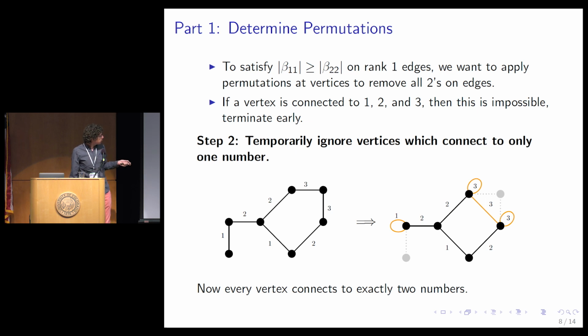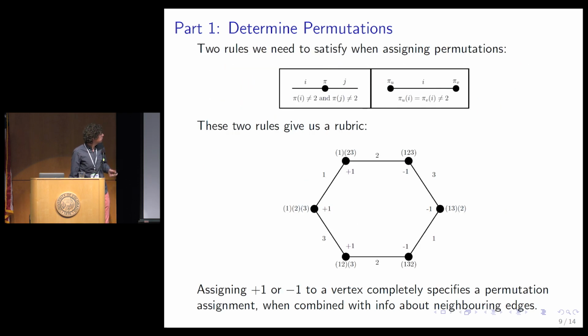And now we're going to do a little bit of surgery, and you'll see why I do this shortly. I'm going to remove any vertices that are connected to edges labeled by a single label. And I'm going to add in some extra edges to keep track of the fact that these vertices are still connected to an edge labeled by that number. And now what we have is a graph where every vertex is connected to edges labeled by exactly 2 numbers. And what I'm going to try and do is get rid of all the 2's.